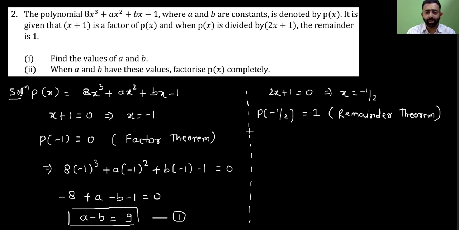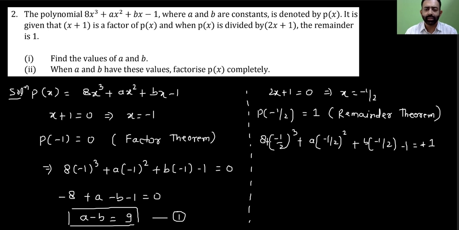Okay, so quickly put x equal to minus half in p(x). This is 8 times minus 1 by 2 whole cube plus a times minus 1 by 2 whole square plus b times minus 1 by 2 minus 1. This must be equal to plus 1. Okay, so minus 1 by 2 cube is minus 1 by 8. 8 into minus 1 by 8 is minus 1. This will be plus a by 4. This is minus b over 2. This is again minus 1, and this is equal to plus 1.